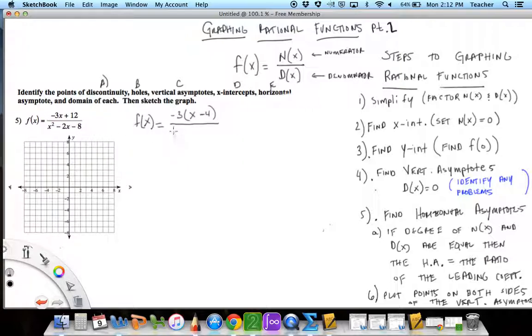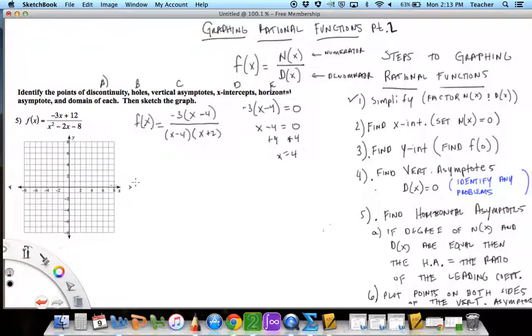Now I'm also going to factor this rather quickly. I need to find two factors of -8 that when added together equal -2, which in this case is x minus 4, x plus 2. So I've taken care of step number one, which is simplifying the function. My next step is I need to find the x-intercept. In this case, I need to set the numerator equal to 0. So I take -3x minus 4 equals 0, and then I divide by -3, and I'm left with x minus 4 equals 0, so x equals 4.